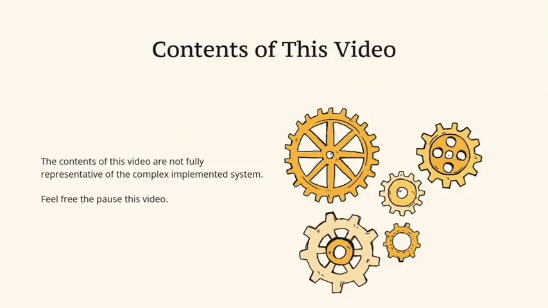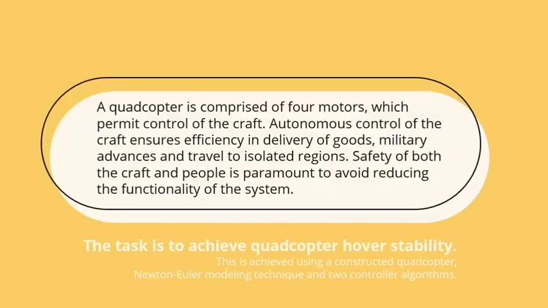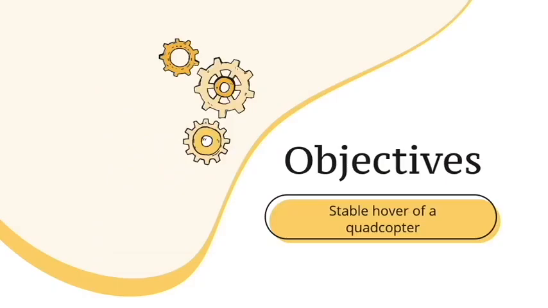Quadcopter control is essential to ensure safe operational environments for both the craft and people. An autonomous control system is developed for a constructed and modeled quadcopter.